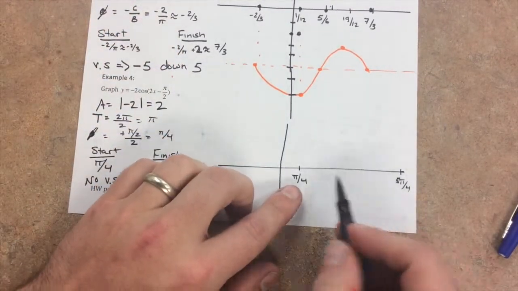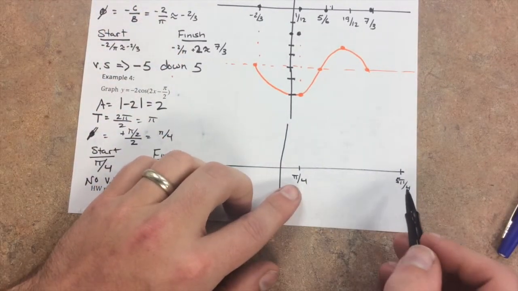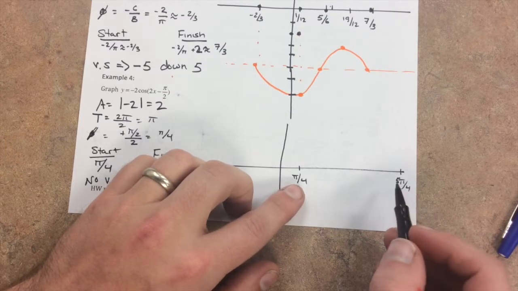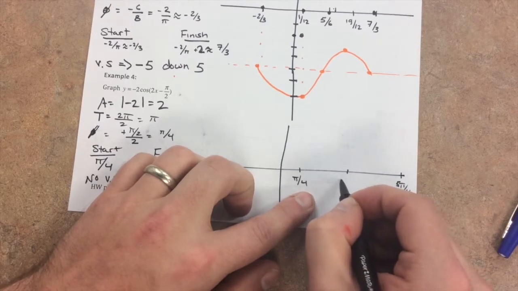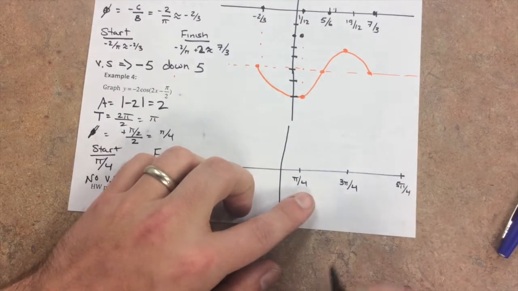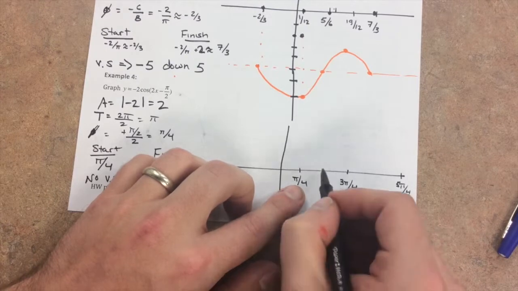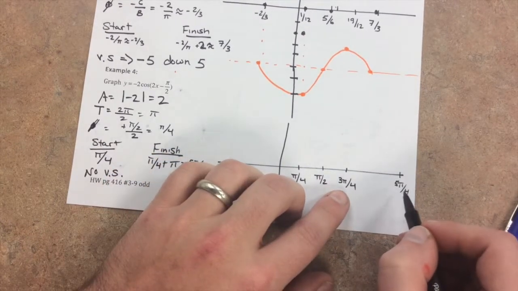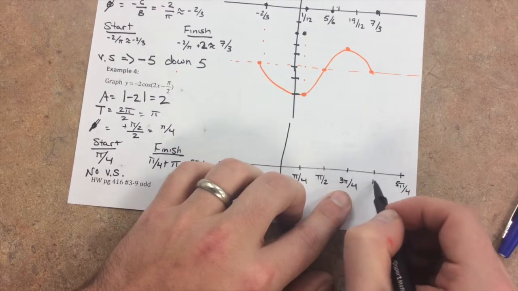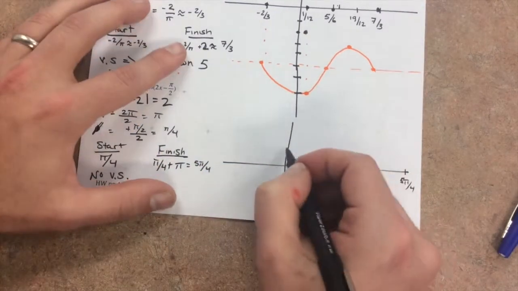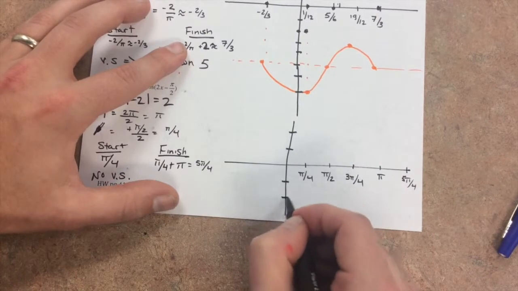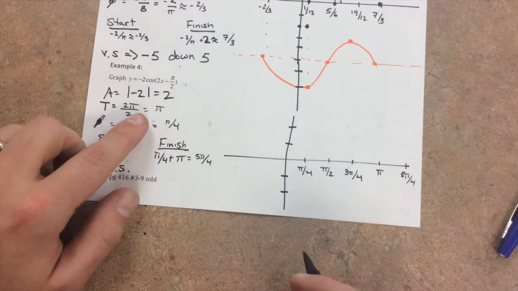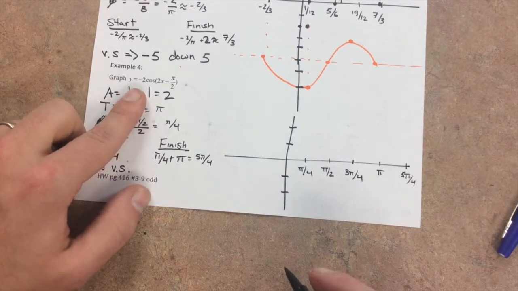Halfway between these two, add them up. This is 6 pi over 4. Divide by 2, which is 3 pi over 4. Halfway between pi over 4 and 3 pi over 4, pi over 2. Halfway between 3 pi over 4 and 5 pi over 4, pi. And our amplitude is up and down 2. And cosine, we start at the highest or lowest point. So we're going to start at -2.